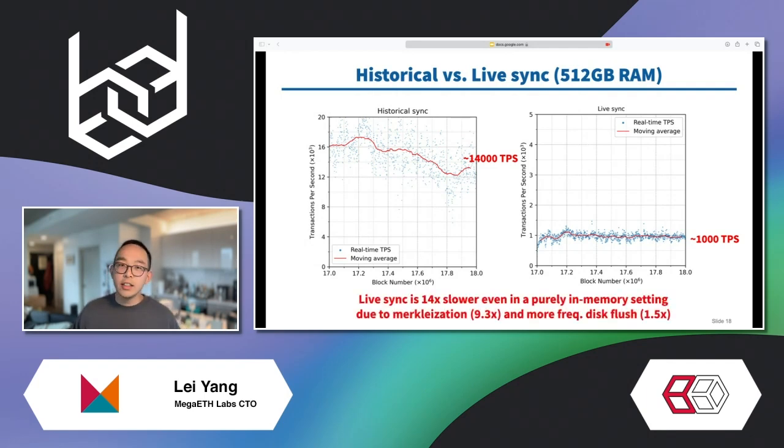And this is even the case when the entire database fits in the memory, both the plain state tables and the Merkle tries. And why is that the case? Our data shows two main reasons. One is the cost of merkleization, which incurs a 9.3 times slowdown. Again, this happens even when the entire state trie fits in the memory. Second, on top of that, writing the new states every block incurs another 1.5 times slowdown.